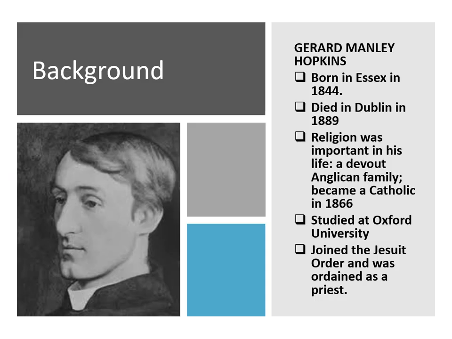I know something about the background of Gerard Manley Hopkins and the background to the poem. Hopkins was born in Essex in England in 1844, and he died in Dublin in Ireland in 1889. He was only 45 years old when he died. Religion played a very important part in his life and his upbringing. His family were a very devout Anglican family. For them, religion and church was not something he only did on a Sunday. It was part of his daily life. They prayed together as a family. They went to services together as a family. In 1866, he became a Catholic. He studied at Oxford University, and he joined the Jesuit order and was ordained as a Catholic priest.